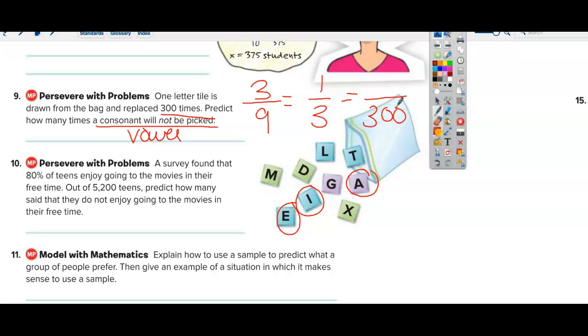Or you could think of it, what do I have to multiply 3 by to get 300? 100. So what do I have to multiply the top by? 100. So 1 times 100 is 100. So I would predict that out of the 300 times that I draw from the bag, 100 of them would be vowels. Right? So we're just making predictions based on what happened before, this is what should happen in the future.